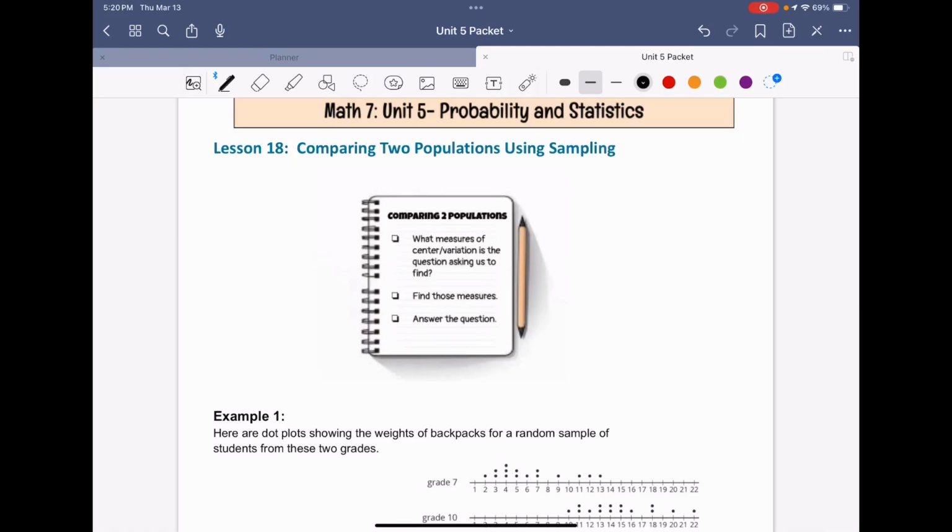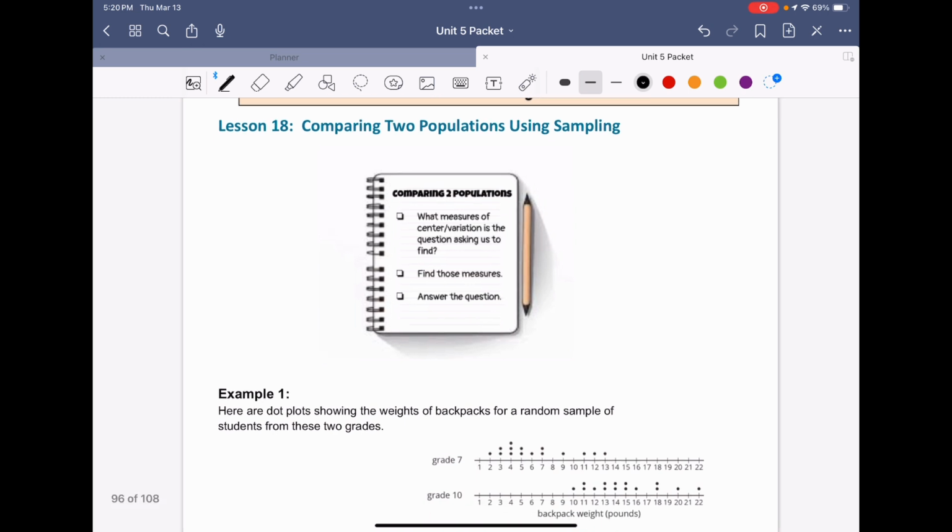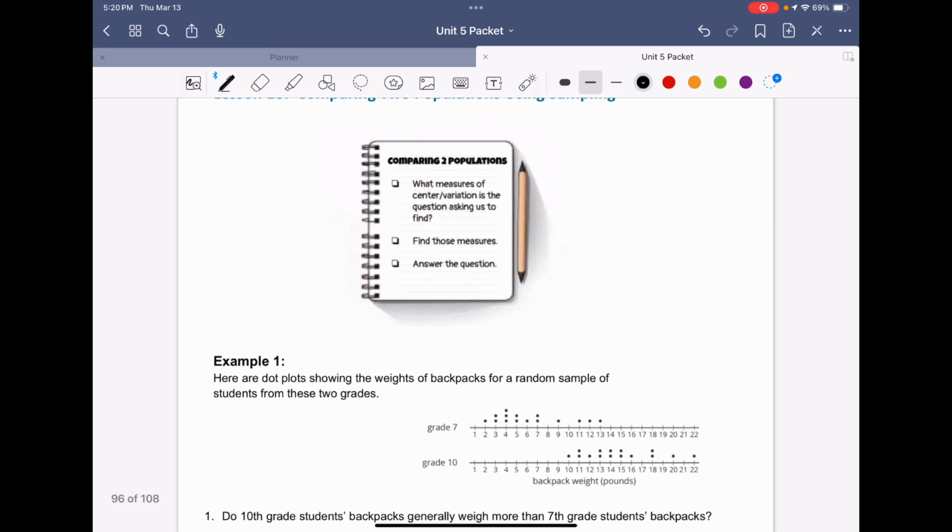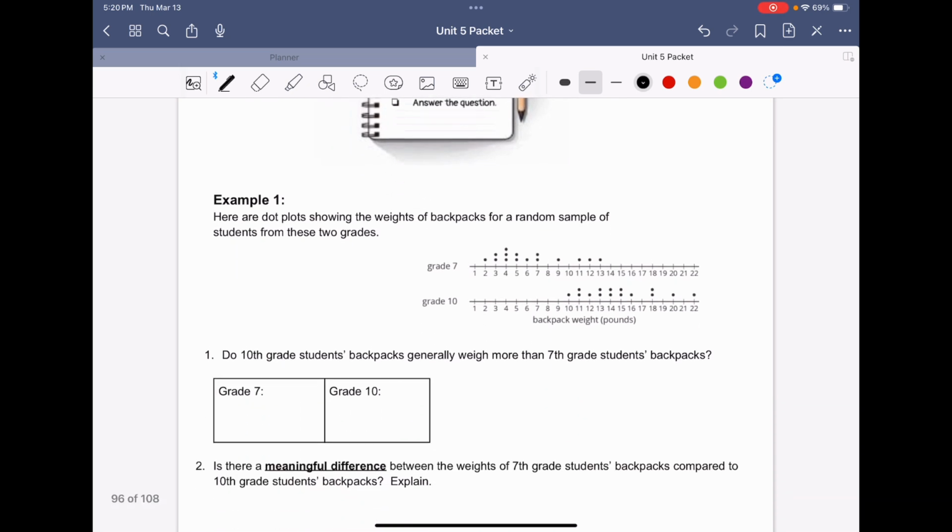Okay, this is lesson 18, and we are going to continue working on comparing two populations using sampling. So remember, when comparing two populations, we want to know what measures of center or variation the question is asking us to find, and then be able to find those measures and actually answer the questions. When it asks us to compare, we need some kind of sentence for our answer. Okay, so let's go ahead and do example 1.